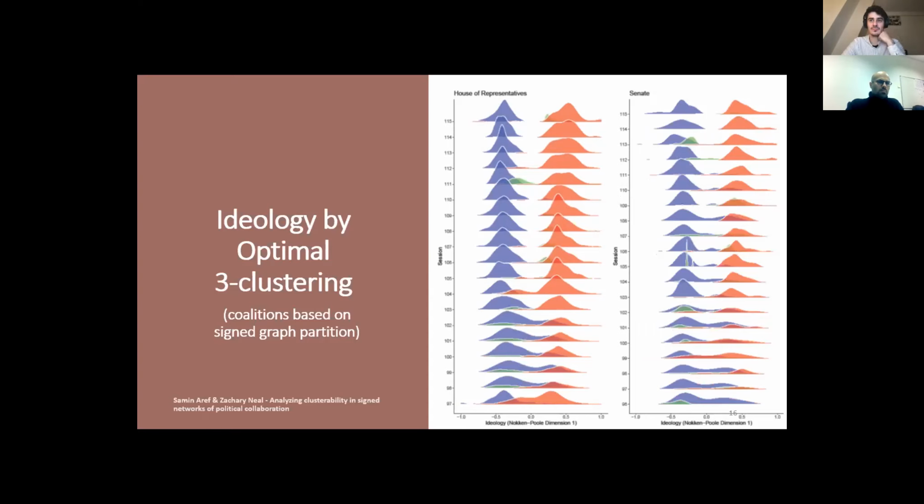This plot is similar, however, aggregates legislators into 3 coalitions, identified by our algorithm as the optimal 3 clustering of a signed graph. This is similar to imagining the US Congress as organized in a 3-party system rather than a 2-party system. We can still observe polarized left and right-leaning coalitions. However, the 3rd coalition's ideological position is less stable. For example, in the 111th House, there was a dominant liberal coalition and a smaller center-left coalition, while in the 108th House, there was a dominant conservative coalition and a smaller center-right coalition.